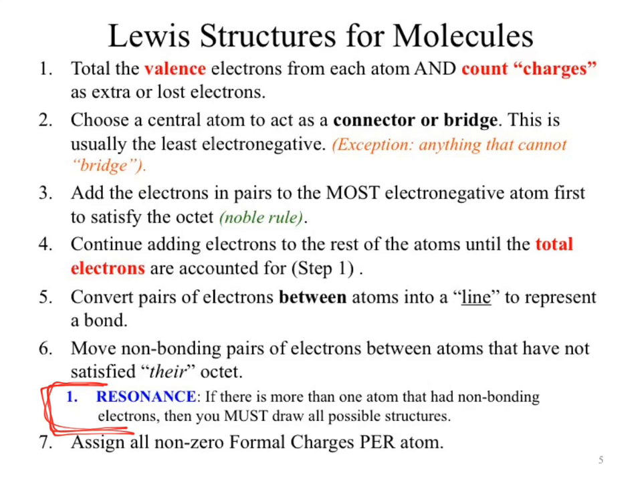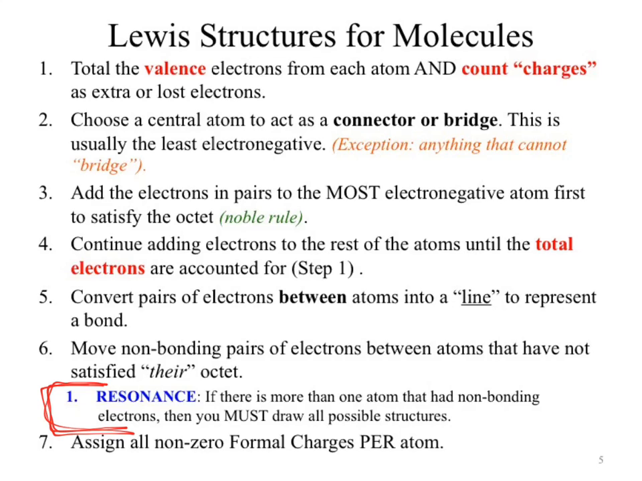So when we're trying to convert our electrons into these lines, we have to evaluate the electrons between those atoms. Once we've done that, we can now move on to Rule 6. We will start moving non-bonding pairs of electrons towards atoms that have not satisfied their octet. What do I mean by that? What atom would not satisfy its octet?